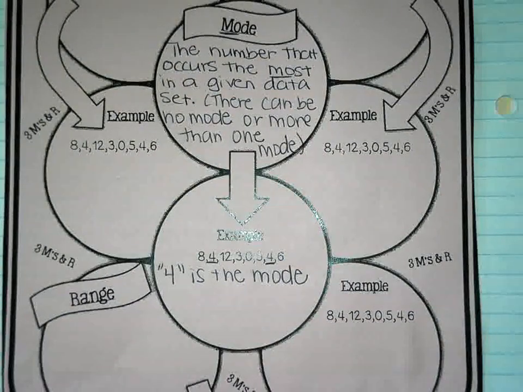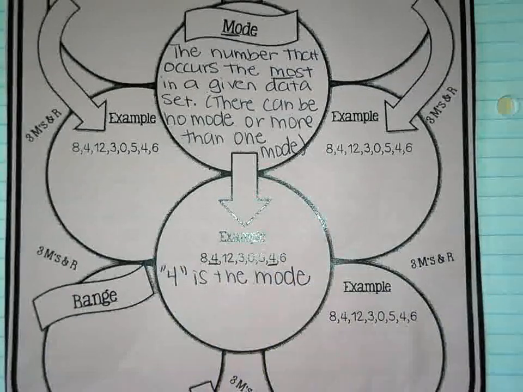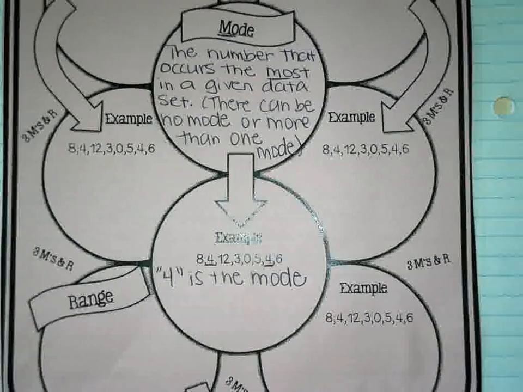If I did not have 2 4s and I only had 1 4, then my answer would be no mode, because each number only appears one time, which means there is no mode. If I had a 6 come up again and I had 2 4s and 2 6s, then my mode is 4 and 6, because I had 2 of the exact same number times that they showed up. So that is mode, the number that appears the most. 4 occurs 2 times, therefore it is the mode.